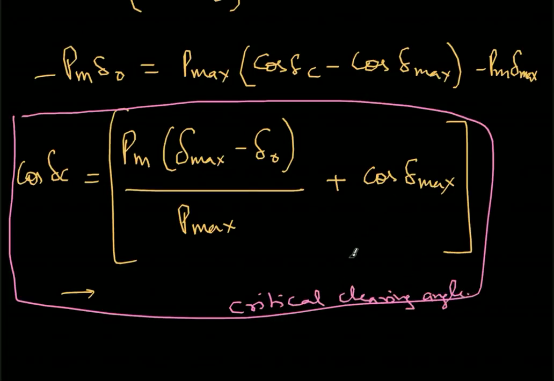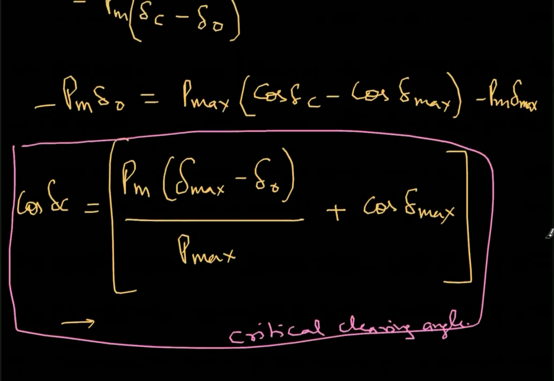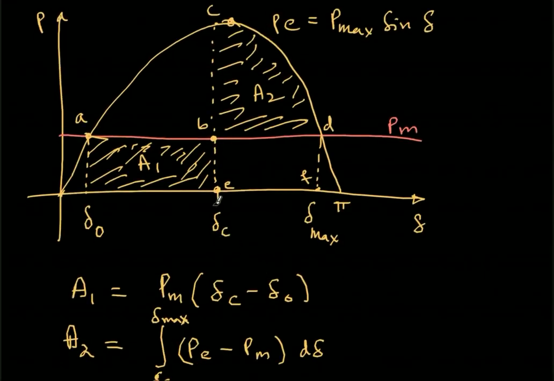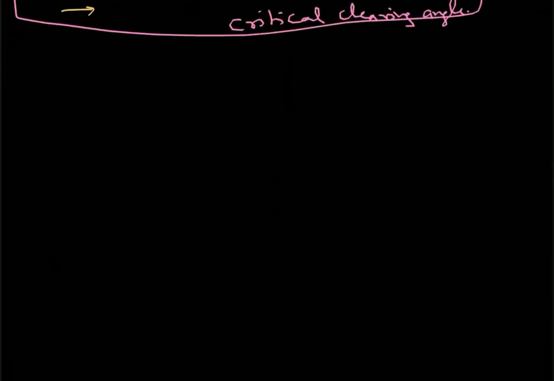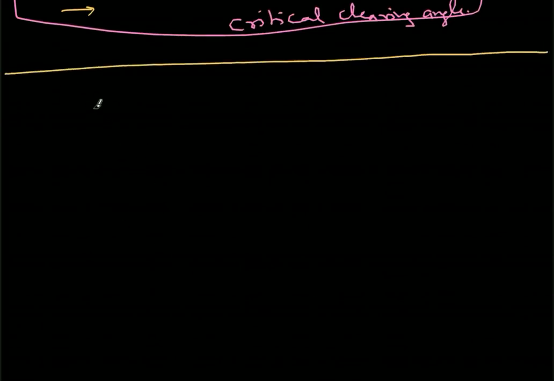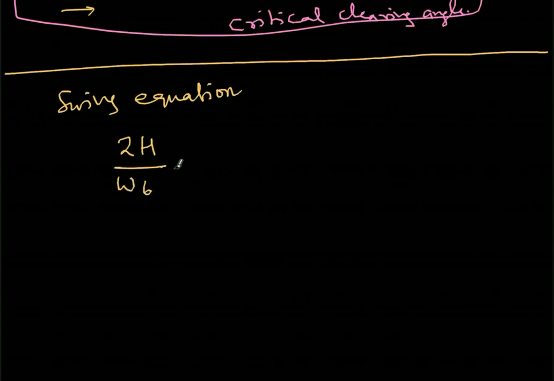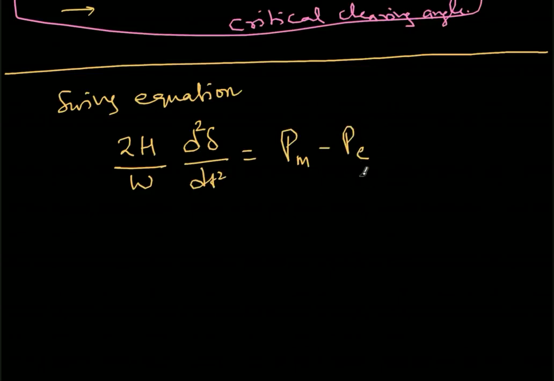Now just a little bit more is there. Now that you know delta C, I want to find out the critical clearing time. I know delta C, so at what time the delta C angle will come, before that time I can clear the fault. For that we need to go back to the swing equation. The swing equation is 2H by omega B, d square delta by dt square equal to PM minus PE. But during the fault PE is absent, so I'll take it as 0 and remove that.